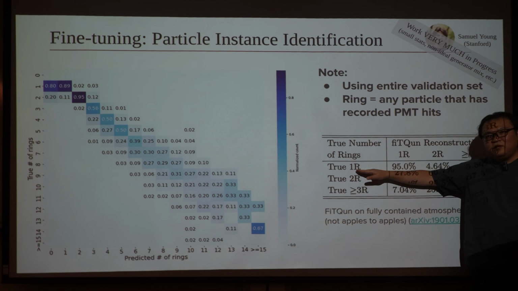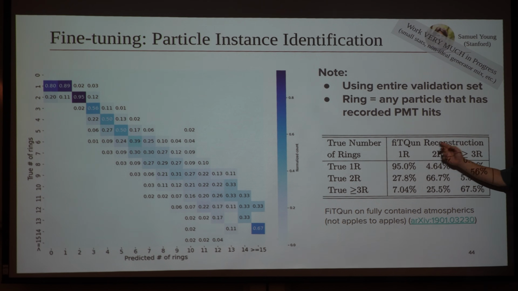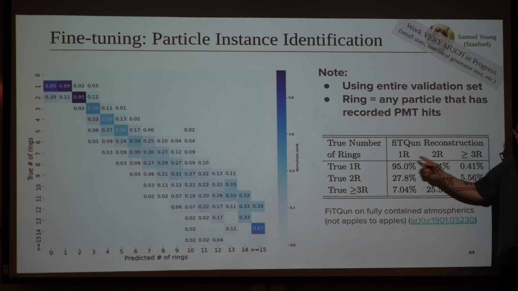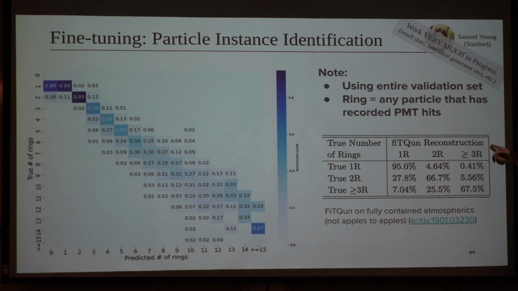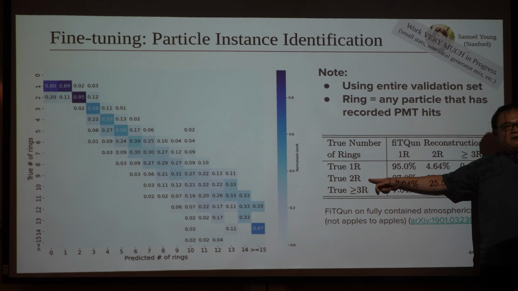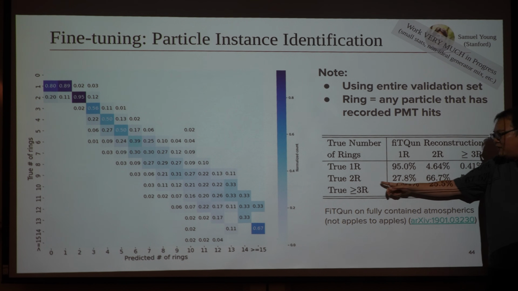So for a true one-ring event display, can I reconstruct this one ring? 95% of the time, yes. Sometimes, 4.6%, this algorithm reconstructs this as two rings, so it's a misunderstanding. And sometimes one ring is broken down into three or more rings. If you have two rings in the image, then by default they do not really use it for physics analysis, but nonetheless you can try to do this reconstruction.